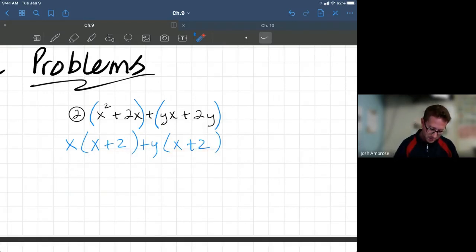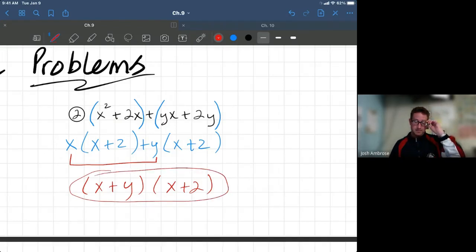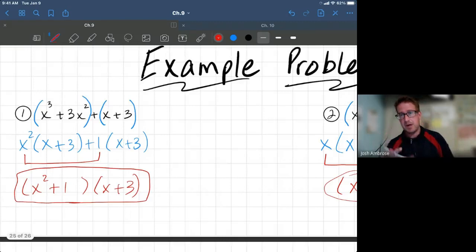So now, what we factored out gets put into its own set of parentheses, x plus y. And the leftover x plus 2 just drops straight into our answer. And there we go right there. Okay, so this is our intro into factor by grouping. All right, don't forget, if anything goes a little bit too fast, pause it, rewind it, go back.